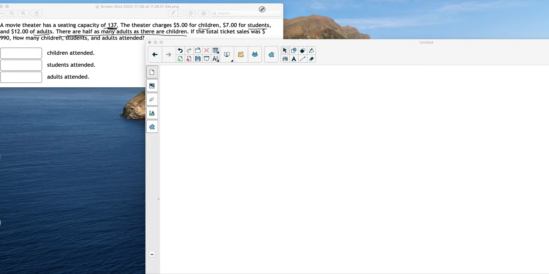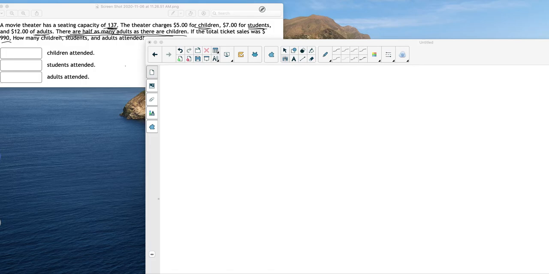Okay, this is working. So this is a typical problem you'll see with three variables, and then we have enough information over here to make three equations. So it starts off, we have a theater with 137 seat capacity. We have children buying tickets, students buying tickets, adults buying tickets. And then we have another sentence here that can give us another equation, and the total amount of money we make is $990. I don't like the wording on this question.